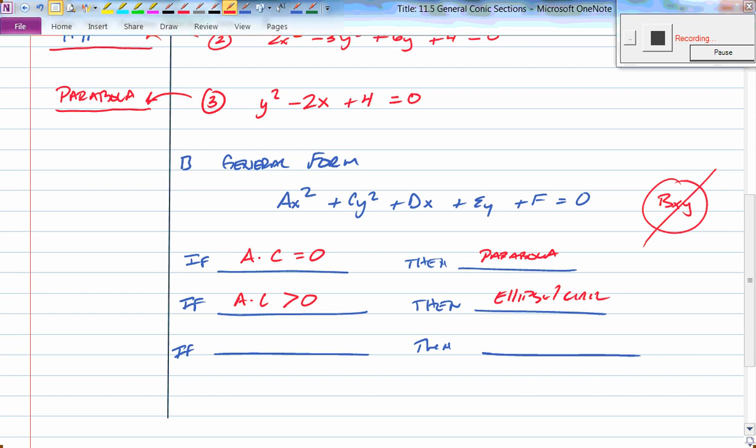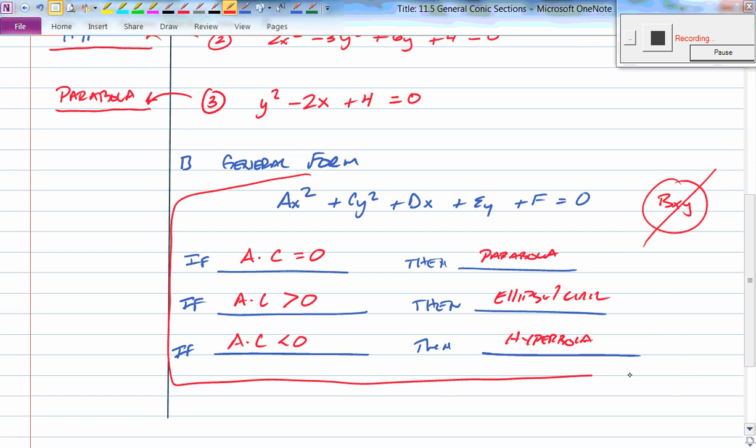And of course, we tell the difference by the fact that if a and c are the same, then of course we have a circle. And if a times c is less than 0, another way of saying that the product of a and c is negative, then you're guaranteed to have a hyperbola. So that's the general rule we can take away from looking at the general form of a conic with no Bxy term to figure out which is which.